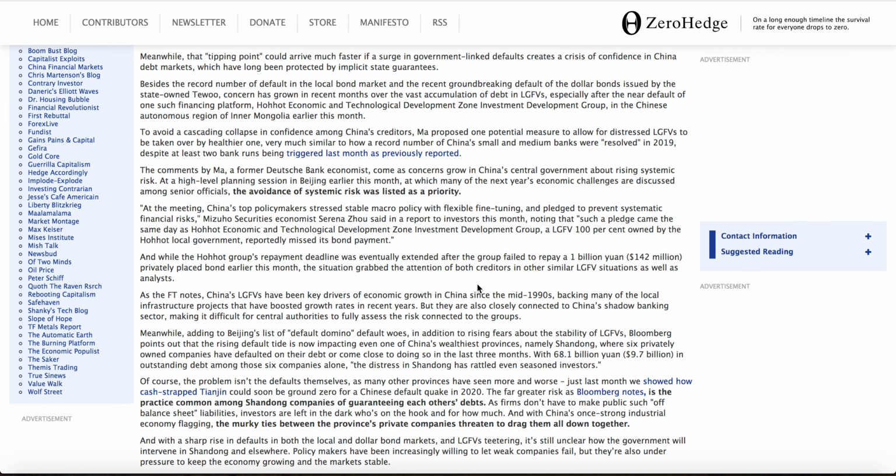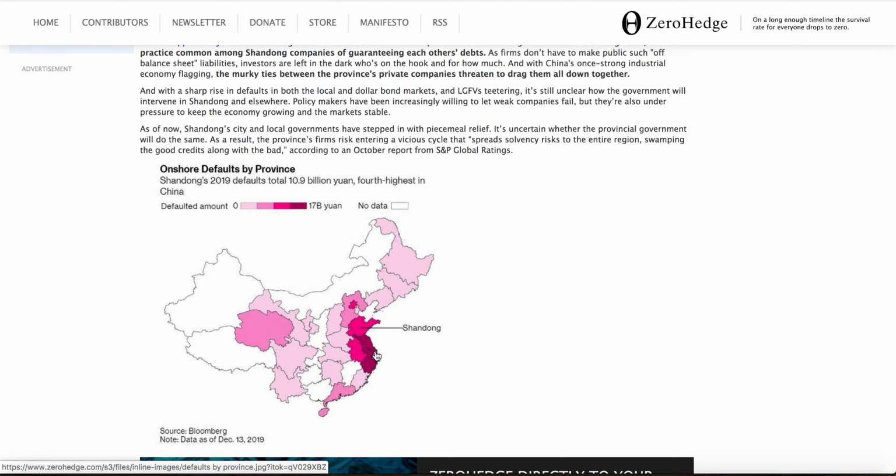And you can see along the coast of China, there's a whole bunch of defaults. And Shandong is the fourth highest default in China as well.